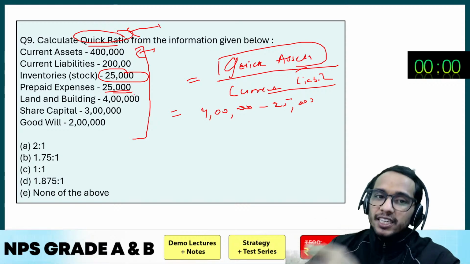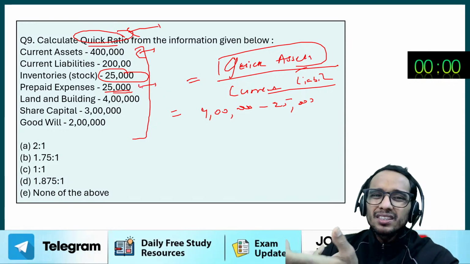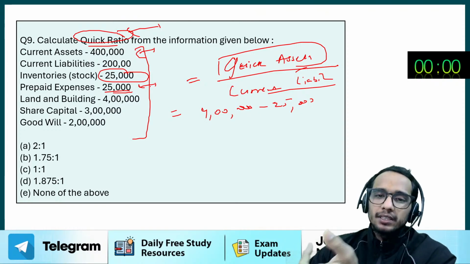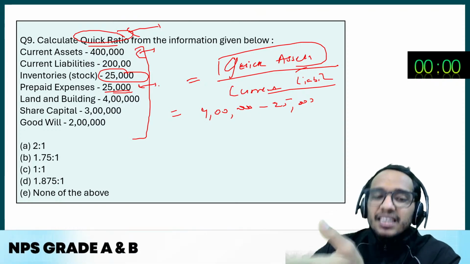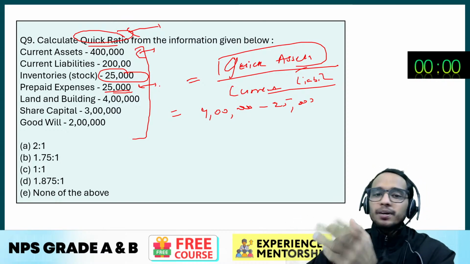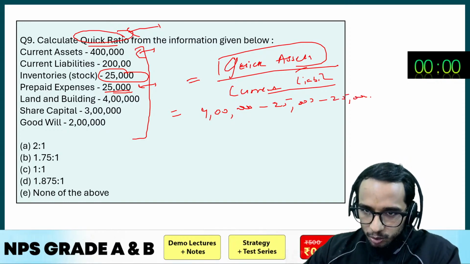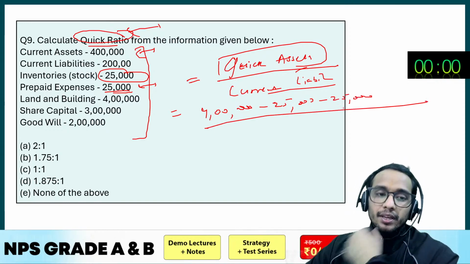Then also prepaid expenses. This is also a current asset, but it is not going to be included in your quick assets. Why? Because this is a fictitious asset. This is not an actual asset. You're not realizing any cash from the prepaid expenses. Though we put it under current assets, it is not actually a quick asset. So you have to minus this as well. Fine. Rest of the things are fine.